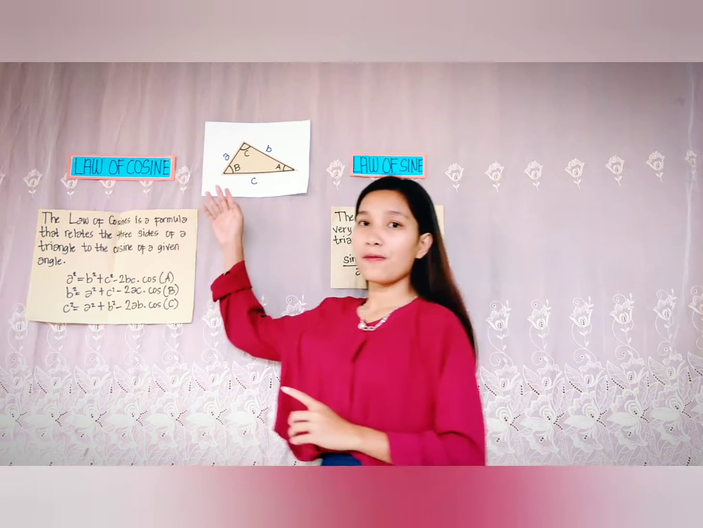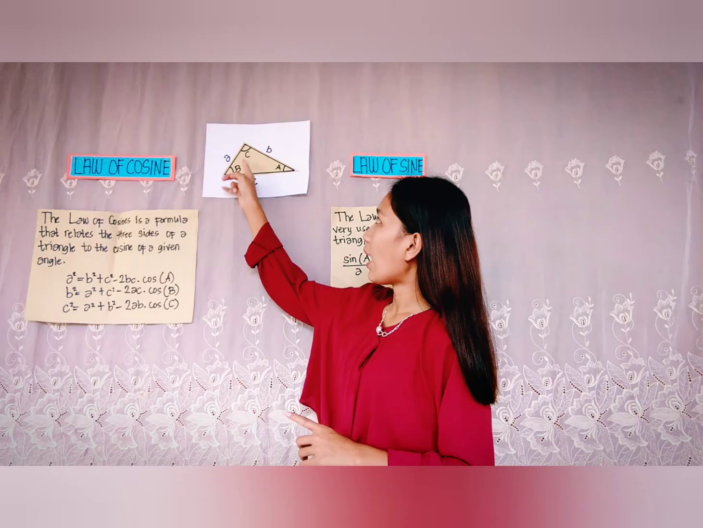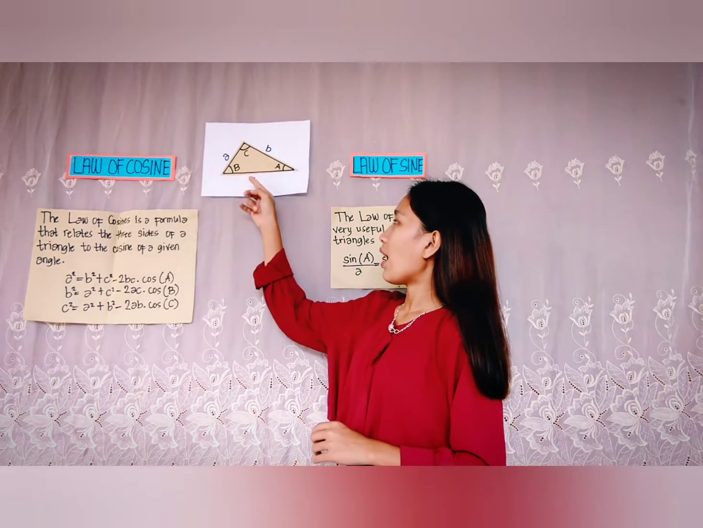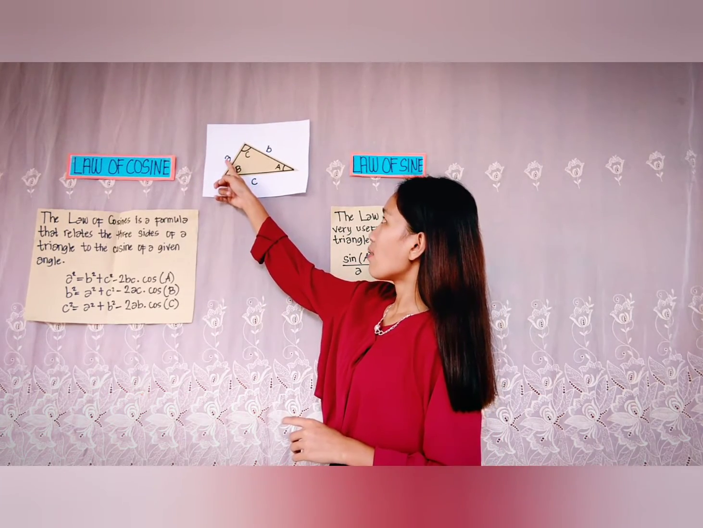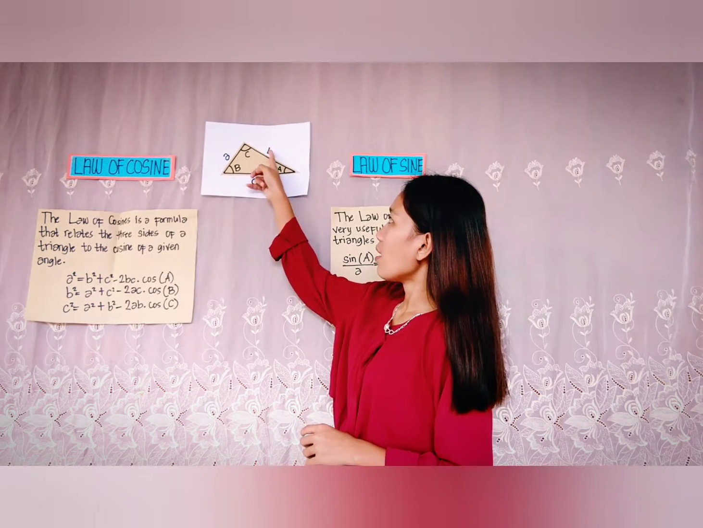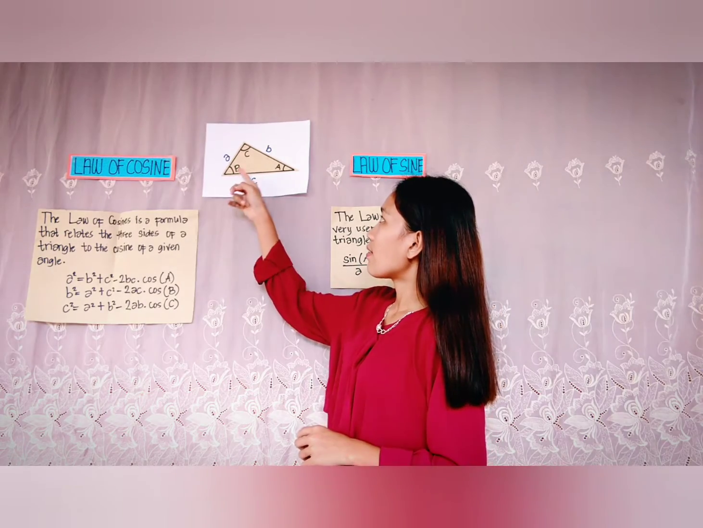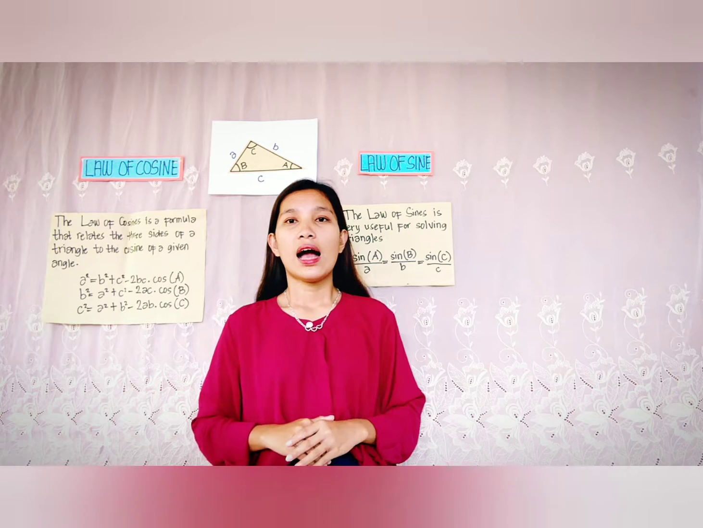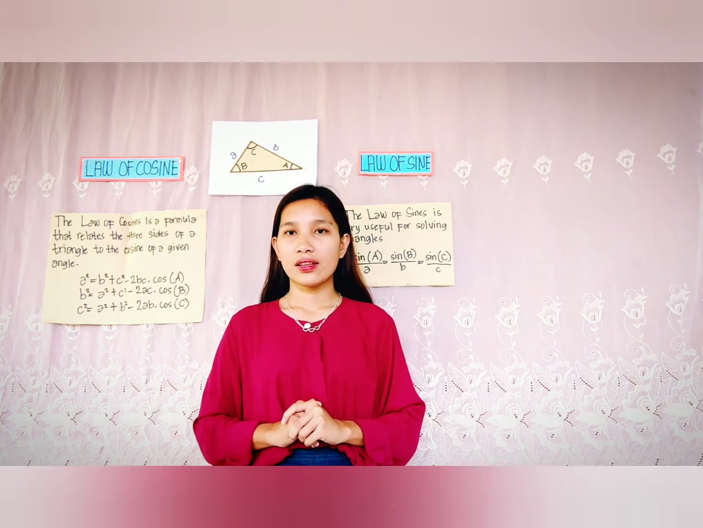So now, in this figure, these are the vertices A, B, and C. And the sides are a, b, and c. The side a is facing the angle A. The side b is facing the angle B. And also, the side c is facing the angle C. And now let us proceed to the discussion of law of cosine and sine.